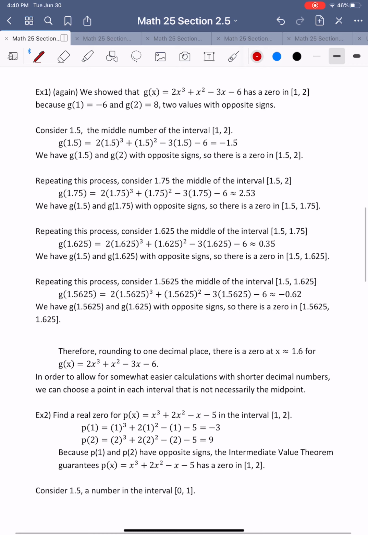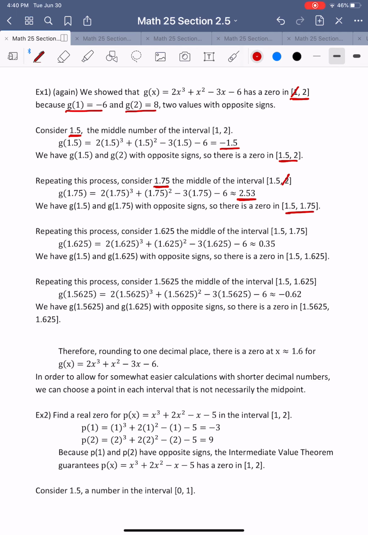All right, let's do the example here again. We showed that g of x equals 2x cubed plus x squared minus 3x minus 6 has a zero between 1 and 2. So g of 1 is negative 6, g of 2 is 8. But the middle number between 1 and 2, 1.5, is still going to be negative. So instead of 1, I'm using 1.5 right now. And then I'm looking for a number between 1.5 and 2, what about 1.75? That still gives you a positive, so instead of using 2, I'm using 1.75.